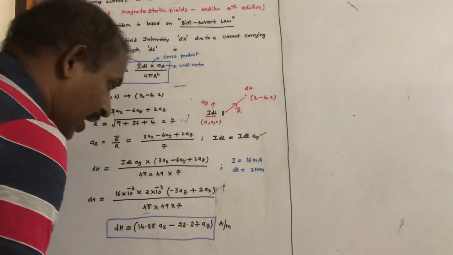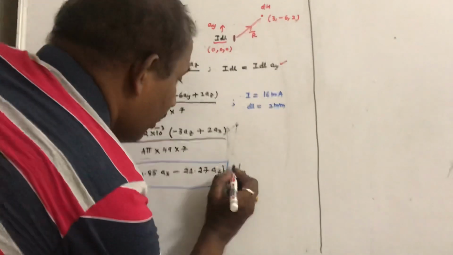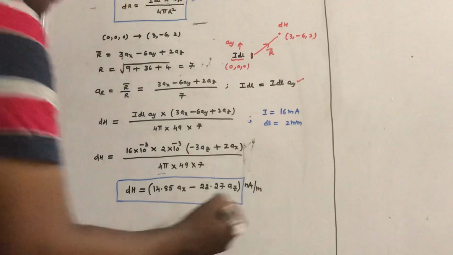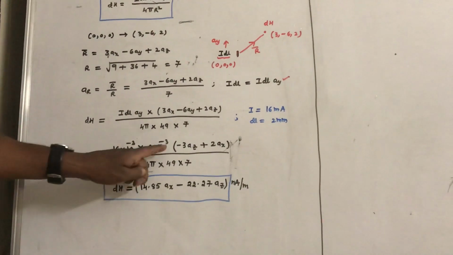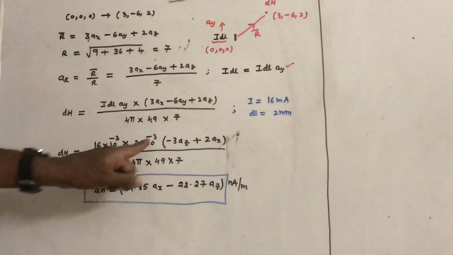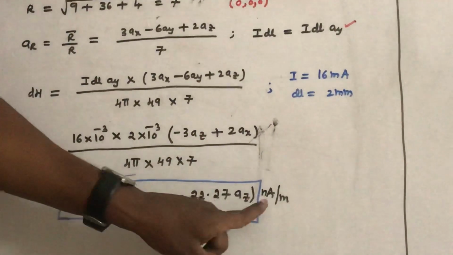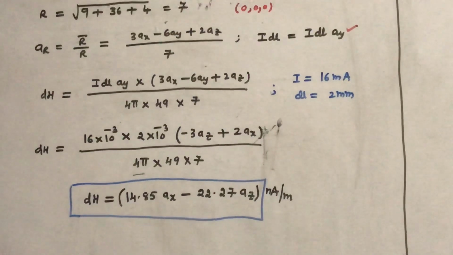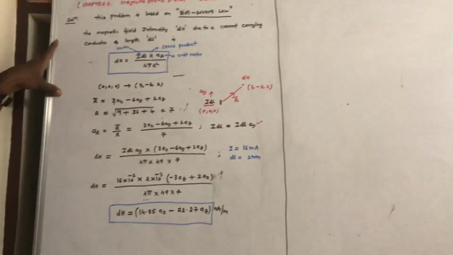In fact, the unit is nano ampere per meter, because 10 power minus 3 from the numerator, and from the denominator we get one more 10 power minus 3, so it becomes 10 power minus 9. So therefore nano ampere per meter. So this is the answer for this problem. Thank you.